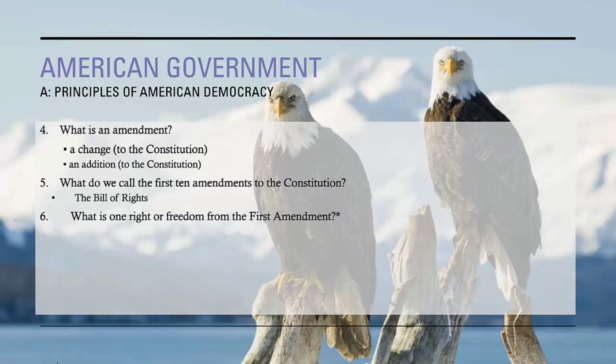Question 6. What is one right or freedom from the First Amendment? The rights or freedoms in the First Amendment are as follows: freedom of speech, freedom of religion, freedom of assembly, freedom of press, and freedom to petition the government.